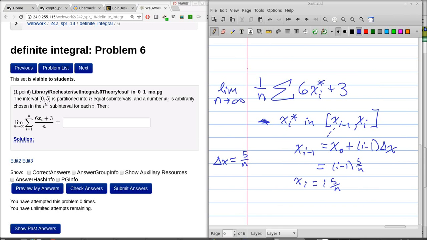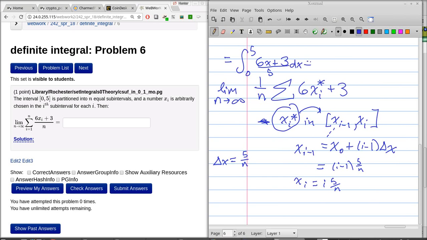Now there's a theorem in the book, not a proof, but there is a statement of the theorem in the book. You know that the definition of the definite integral doesn't depend on which element in the subinterval you pick, right? This whole thing, by the way, is just equal to the integral from 0 to 5 of 6x plus 3, over 5. Is that right? I believe that's right.